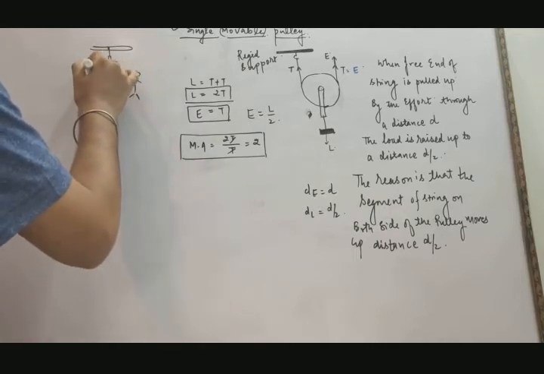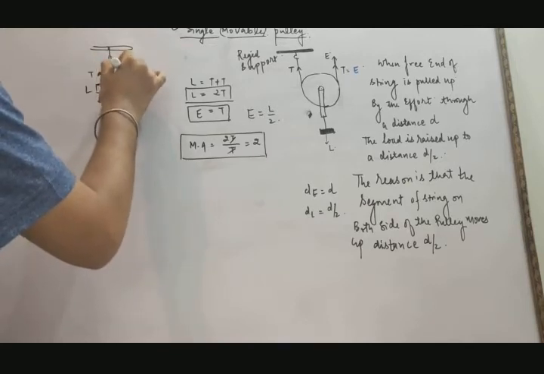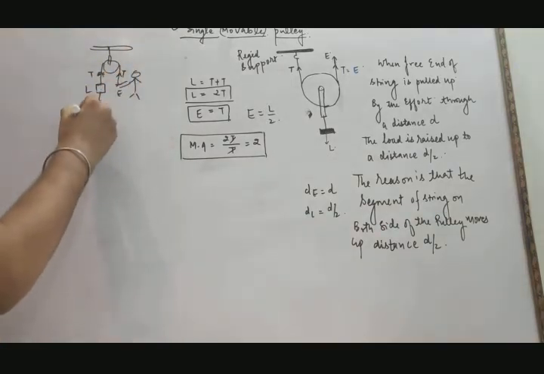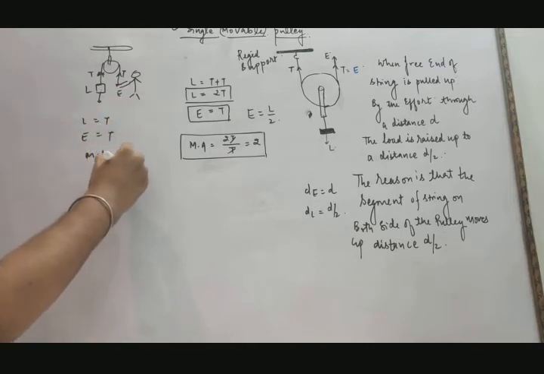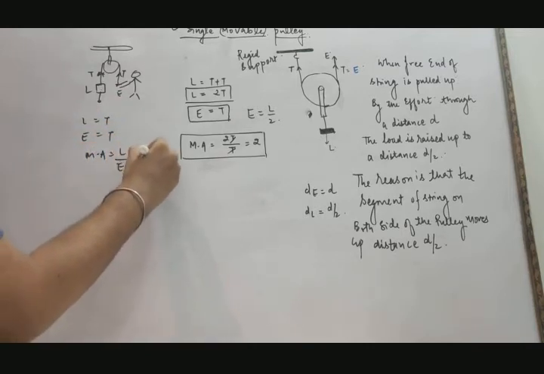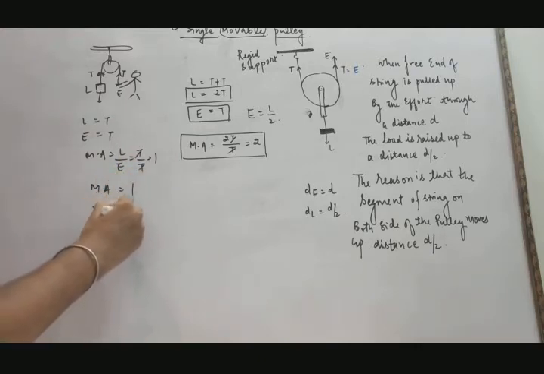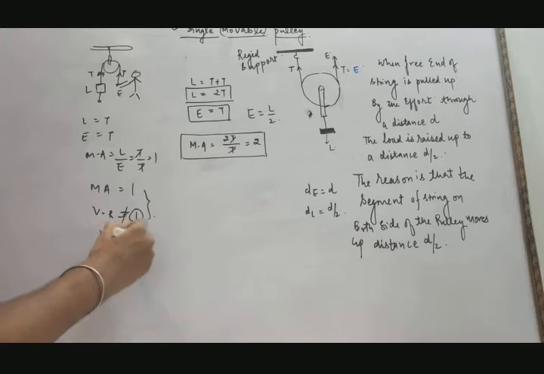Okay, so this is the tension. Sorry, load is in this direction, tension in the opposite direction. Here again tension, this is effort. We can recall it: load equal to tension, effort equal to tension, mechanical advantage equal to load upon effort, that is equal to T upon T, that is equal to 1. Mechanical advantage equal to 1, velocity ratio again equal to 1, so efficiency is 100%. You can all recall this. In the previous video we have discussed all these things.